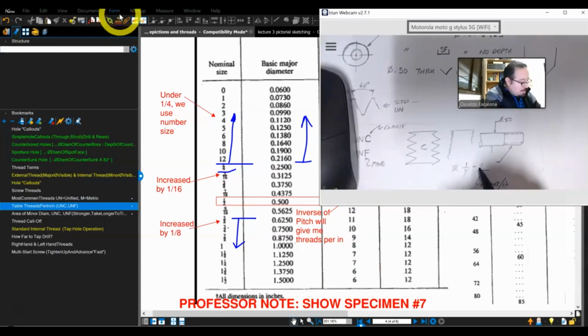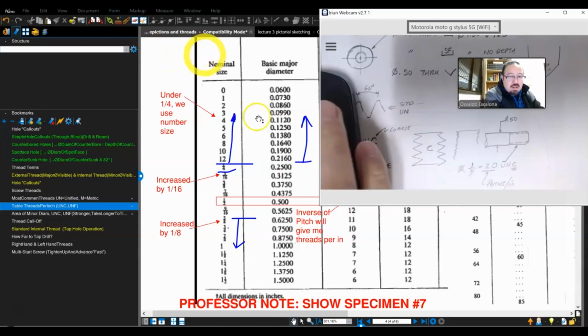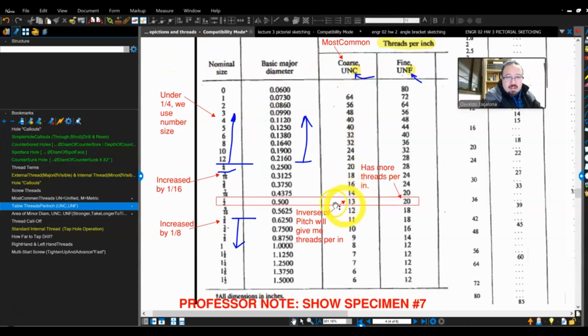So I will put a 20 right here. A quarter, 20. And then I tell it, is it going to be Unified National Coarse? Because remember, for the coarse, I have quarter 20. That's what the quarter is here: quarter 20, right there. That's how you would call it. There's still more callouts to do, but for now, let's just keep it like that.